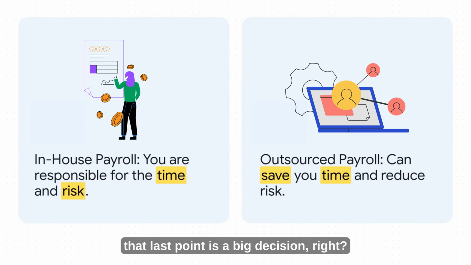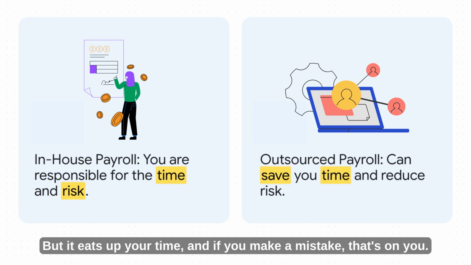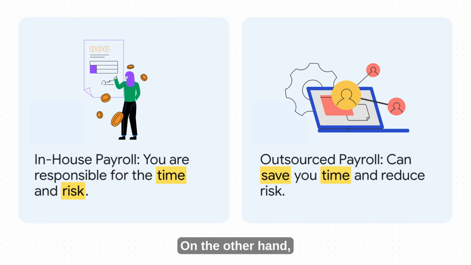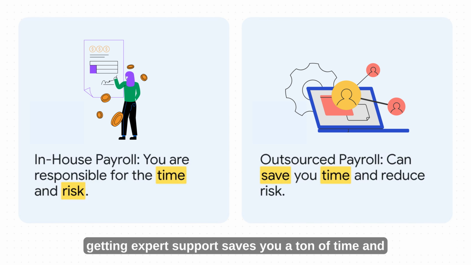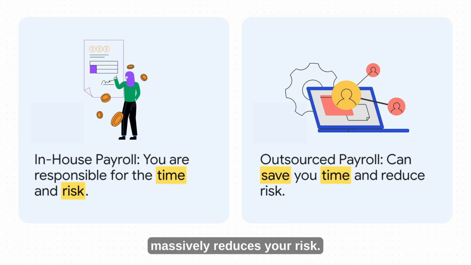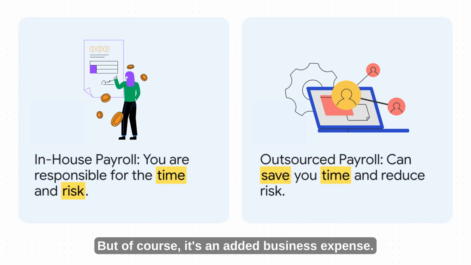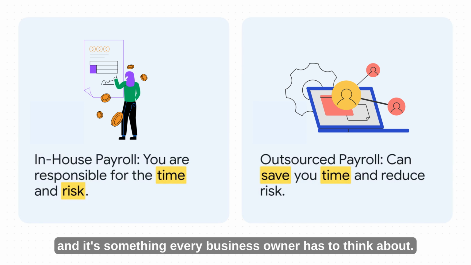And that last point is a big decision, right? This slide lays it out perfectly. You've got two main options. Going the DIY route gives you full control, and yeah, it's cheaper up front, but it eats up your time, and if you make a mistake, that's on you. On the other hand, getting expert support saves you a ton of time and massively reduces your risk, but of course, it's an added business expense. It's a classic trade-off, and it's something every business owner has to think about.